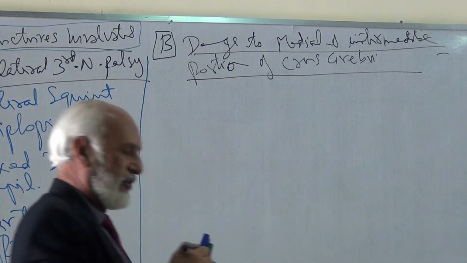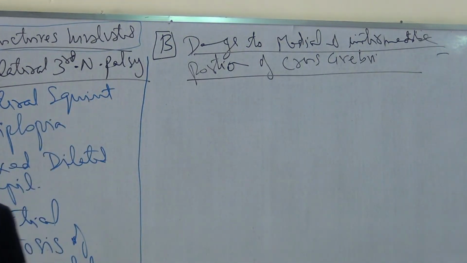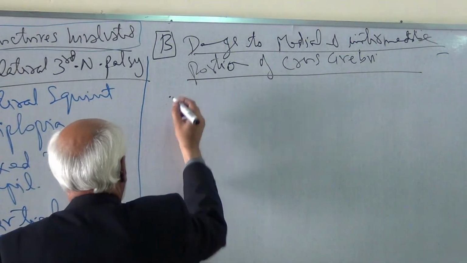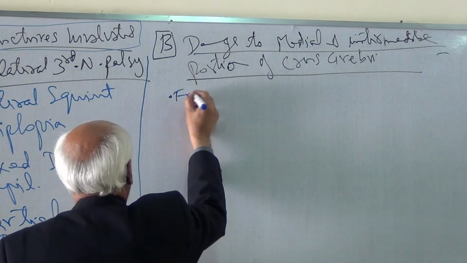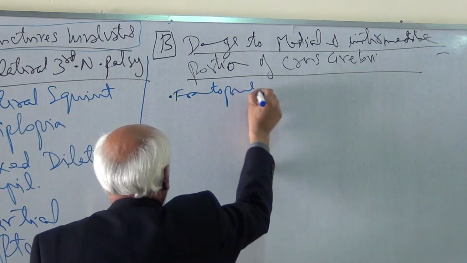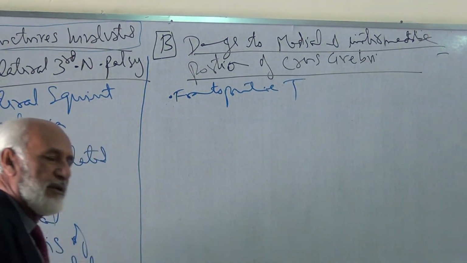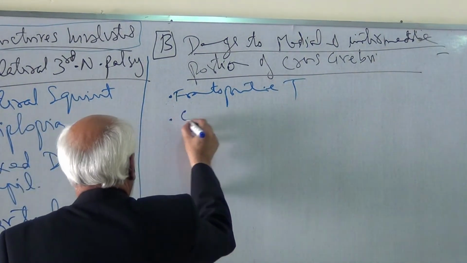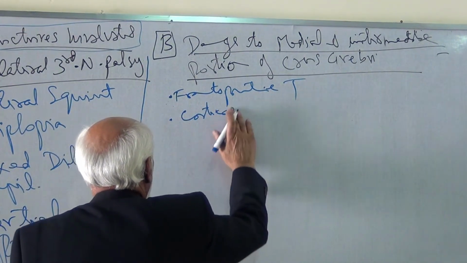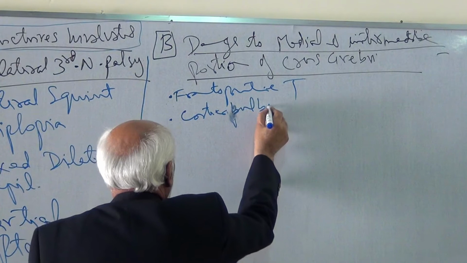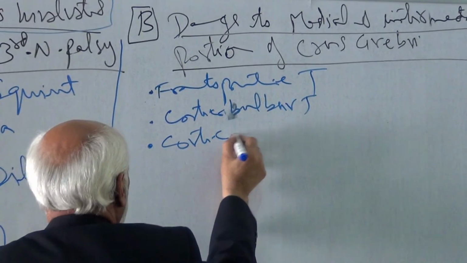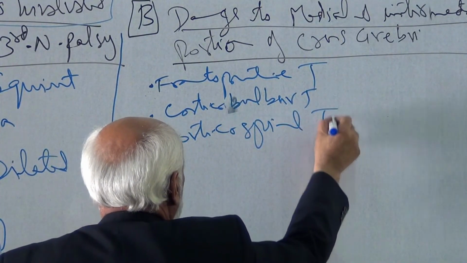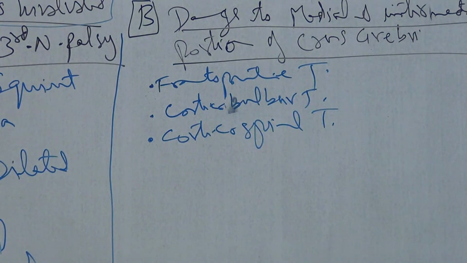Now, I told you the structures involved are descending tracts. And what are the tracts? For example, the frontopontine tract descending to the medial part of the crus cerebri, and then corticobulbar tract and corticospinal tracts descending to the adjoining part of the intermediate portion of the crus cerebri.